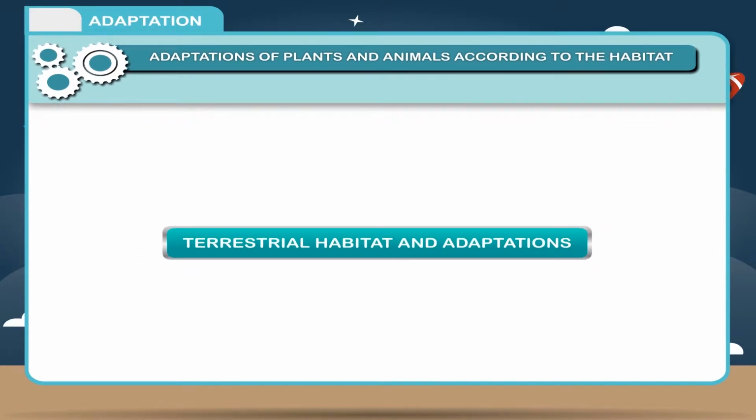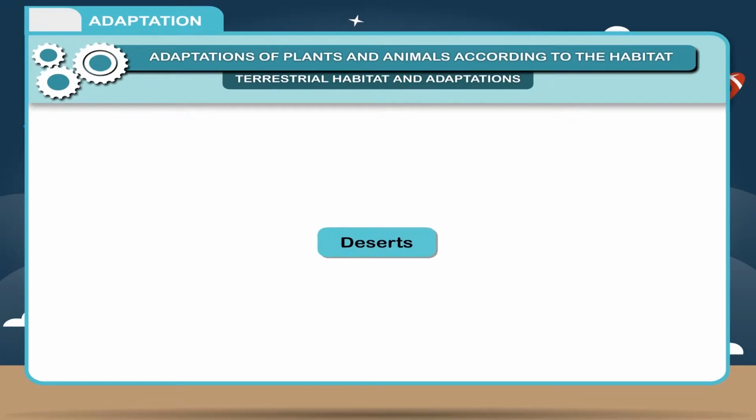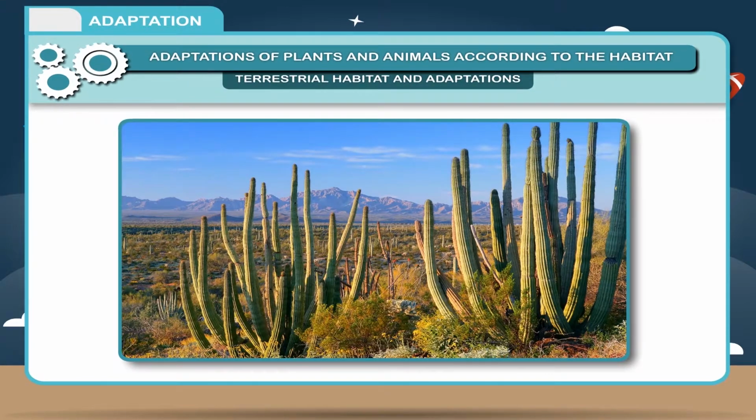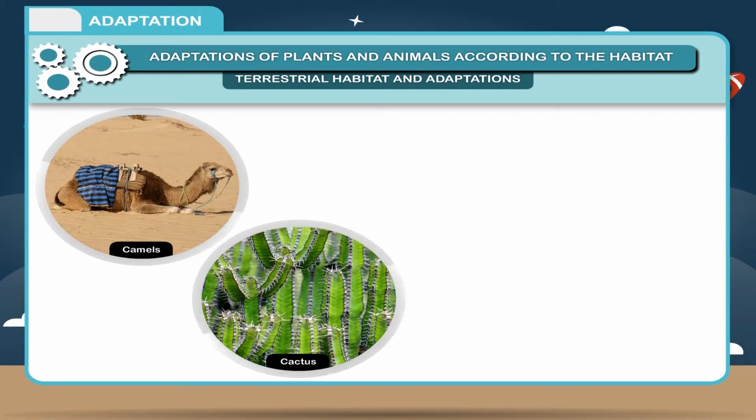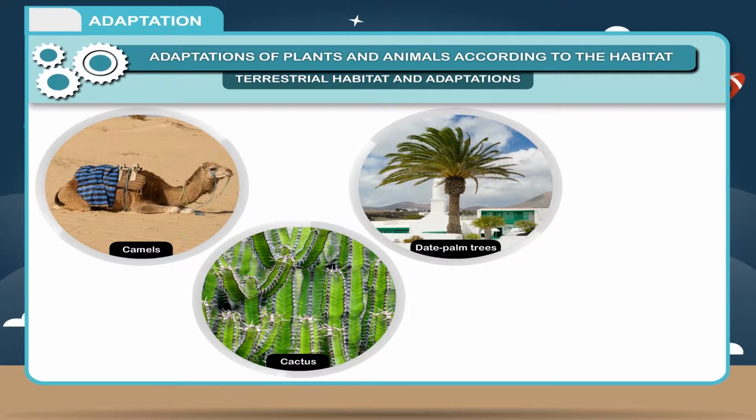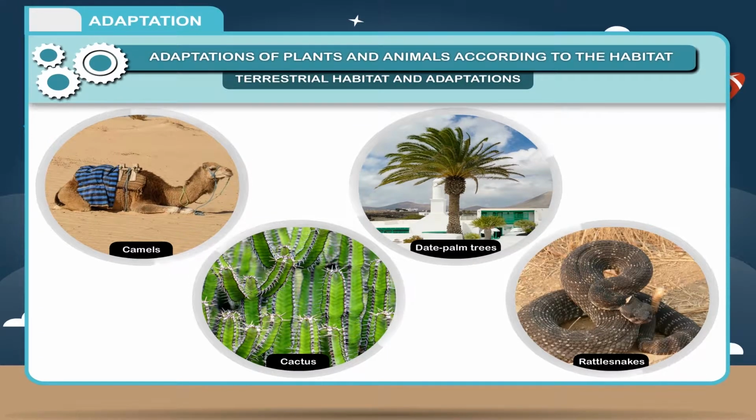Terrestrial habitat and adaptations. Deserts. Deserts are areas which receive very little rainfall. Deserts are very hot and dry. Camels, cactus, date palm trees, and rattlesnakes are examples of organisms found in desert.